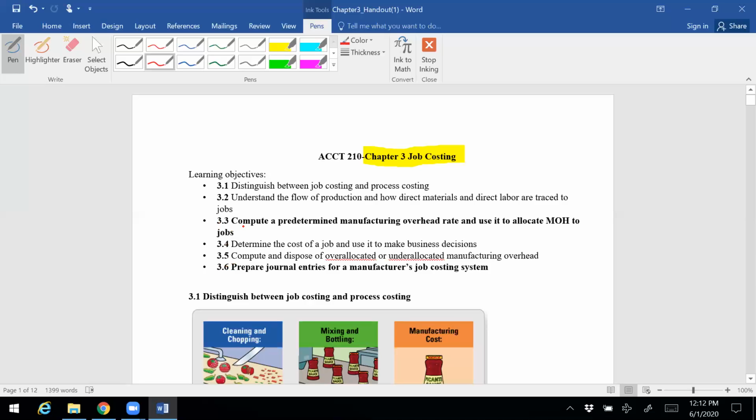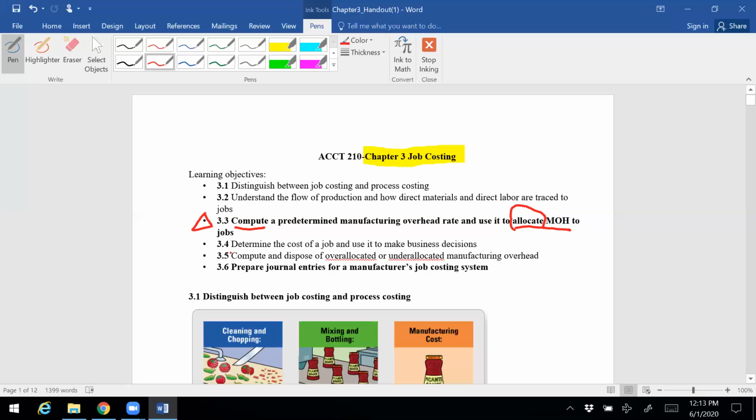I kind of put it here. First is related to the calculation. You have to calculate the predetermined rate, and then use it to allocate manufacturing overhead. Remember, it's talking about allocate because it's indirect cost. We always allocate indirect cost. We can trace direct cost. So this is the first main thing.